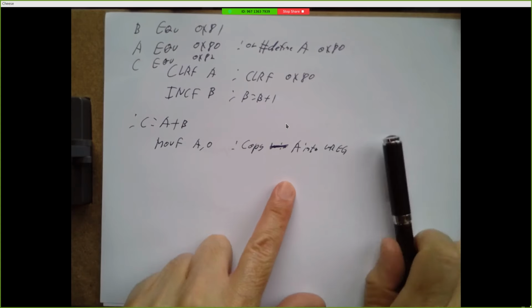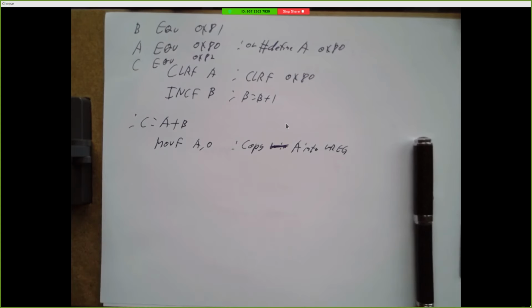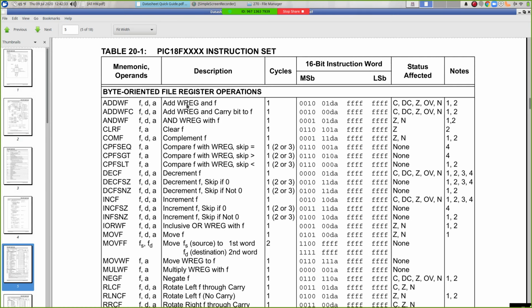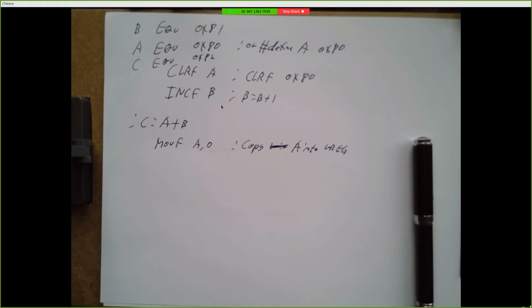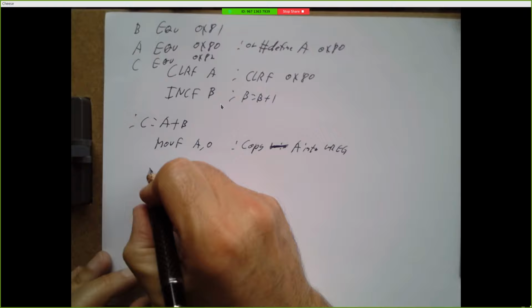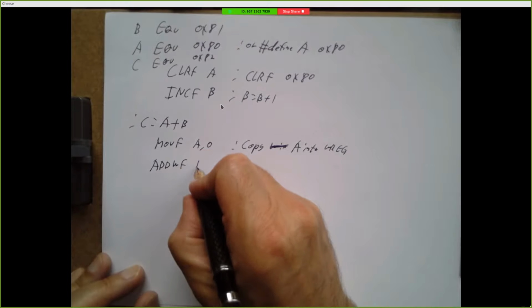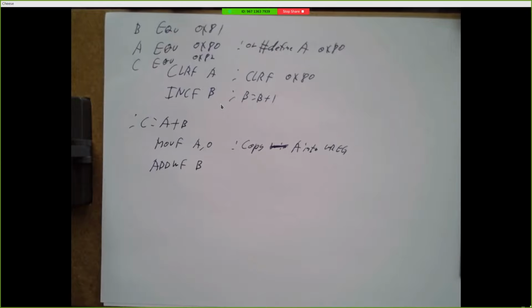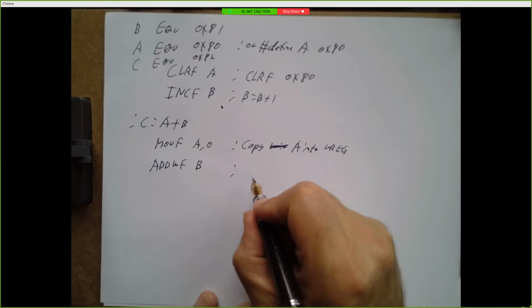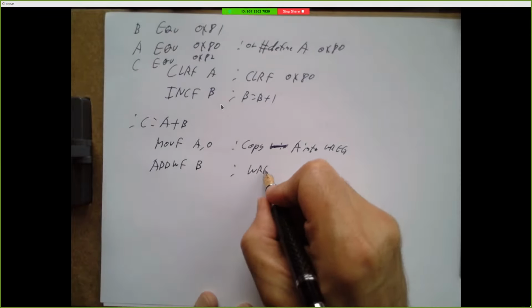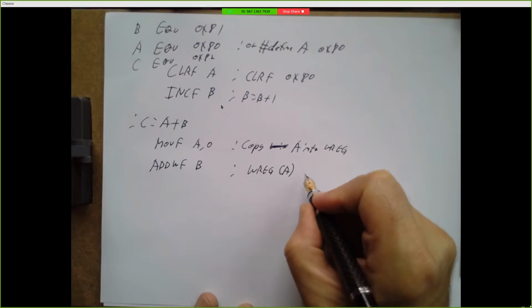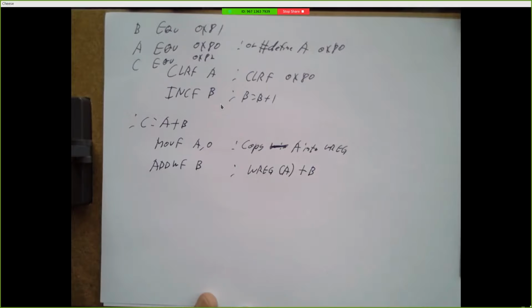Alright, so this will copy A into the W register. Now we can use our add instruction, which says add the W register and the file register. We can specify any file register we want. So I'm going to say add the W register to file register B. So this takes the contents of W register, which is A, and adds B.